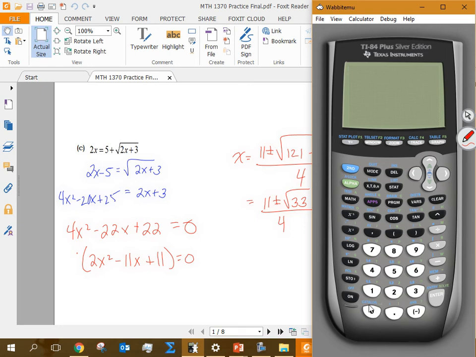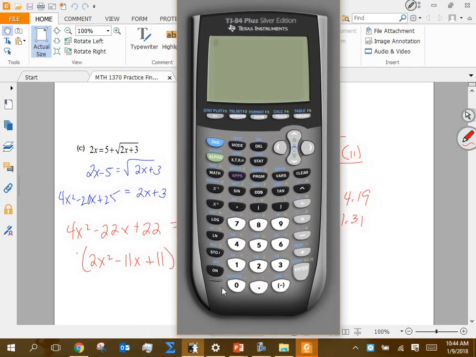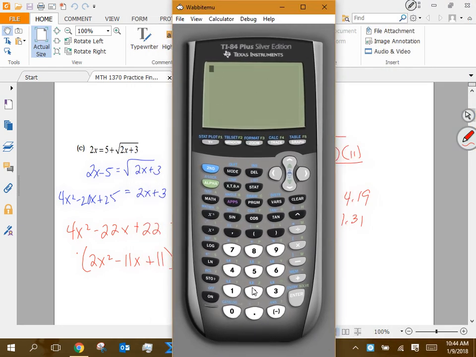Now, just because I rounded those things, there's going to be some rounding concerns here that we have to pay attention to, but it shouldn't be too bad. If I go 2 times 4.19, so I'm doing the left-hand side of this equation, I get that number there. Now I'm going to do the right-hand side, so I go 5 plus root of 2 times 4.19 plus 3. Hit enter. And those two numbers are extremely close to one another.